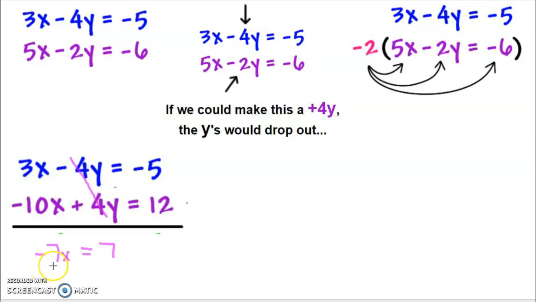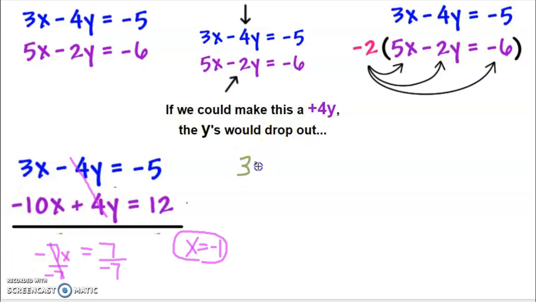Now it's a one-step equation. I'm going to go ahead and divide both sides by negative 7 to get x by itself. I get x equals negative 1. And the first part of my solution is done. Now I have to do some substituting. Remember, I just picked the simpler equation. The first one looks simpler, so I'm going to go ahead and write that one.